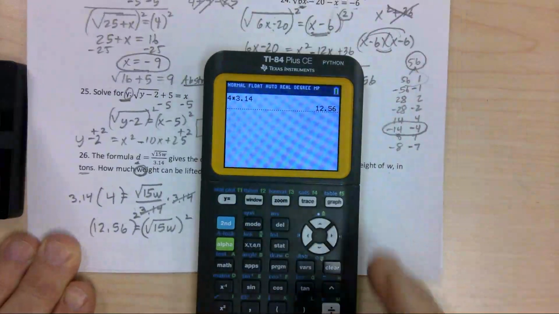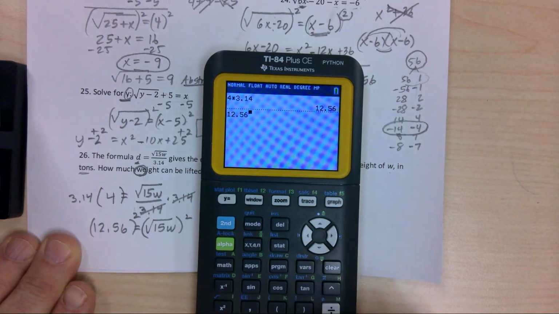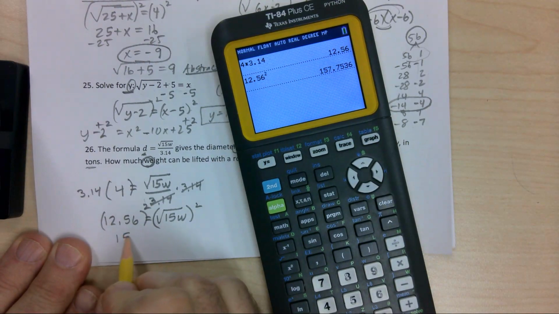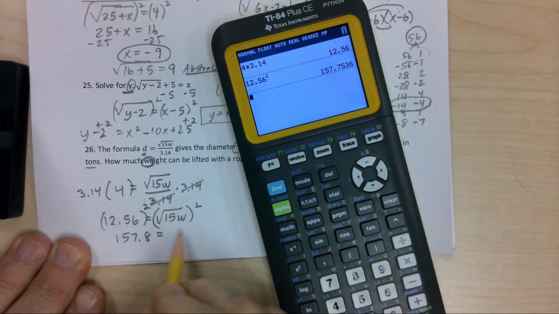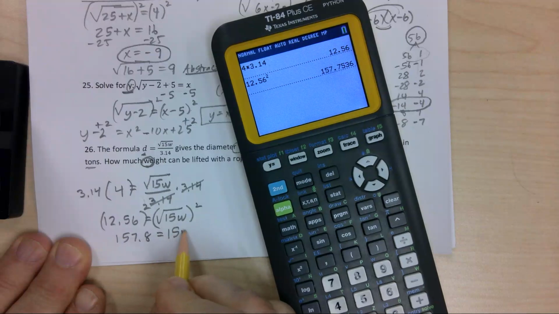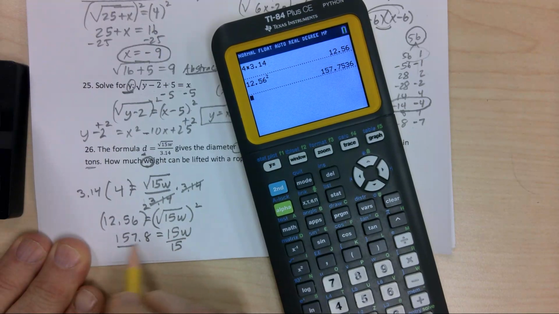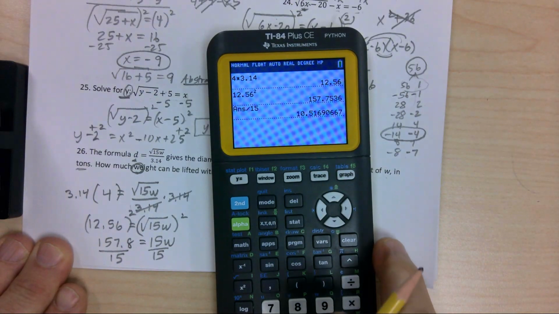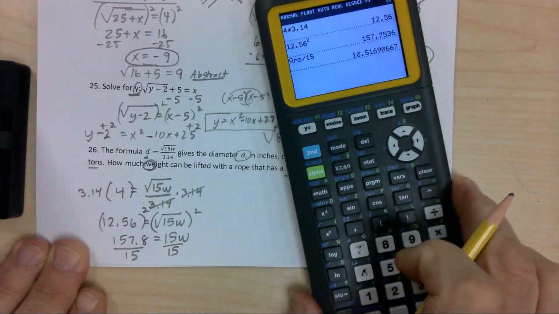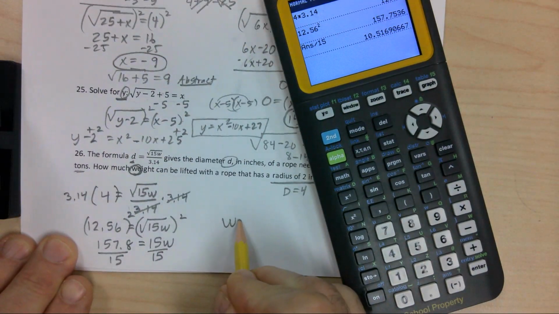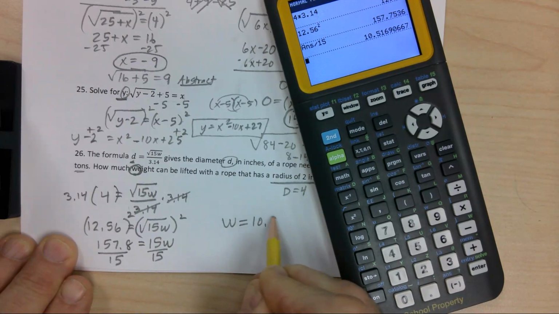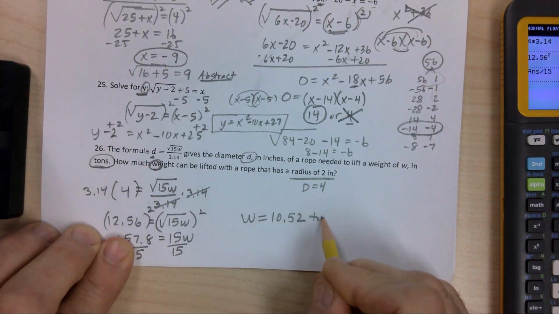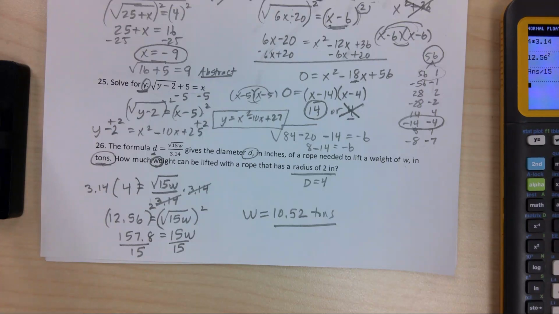So I'm going to take that answer, 12.56, square it, 157.8. I'm going to round it. 157.8. And the roots fly off, and then one step away. Divide by 15, divide by 15. And 10.52, we'll say. So W is equal to 10.52. Remember, in tons, so that's tons. That finishes this video.